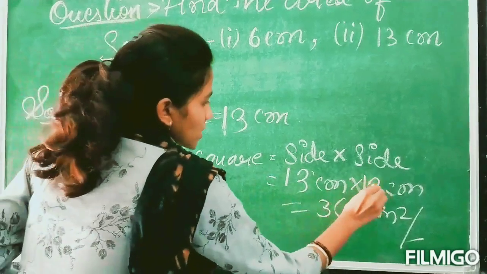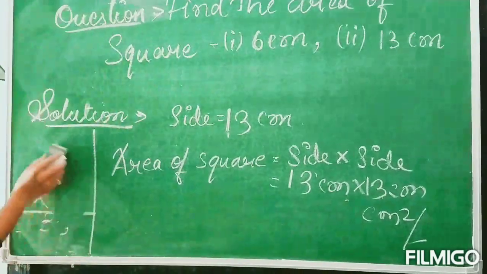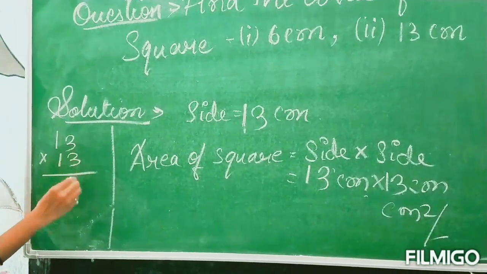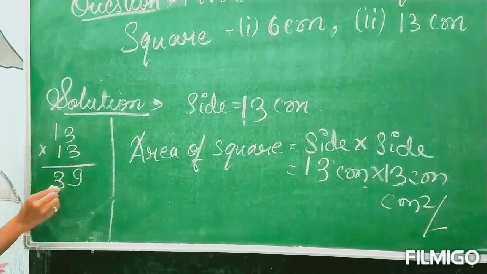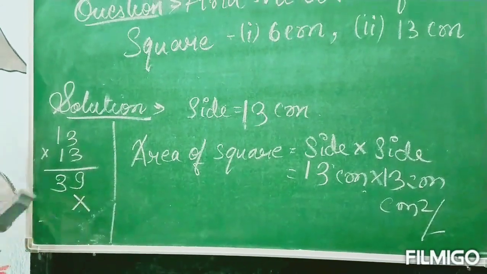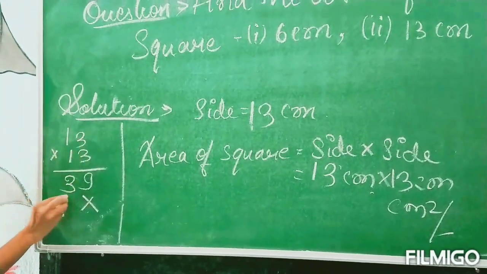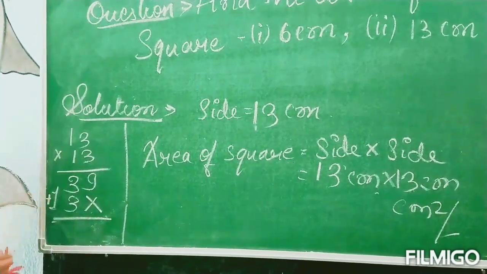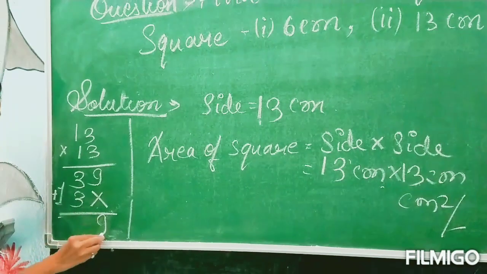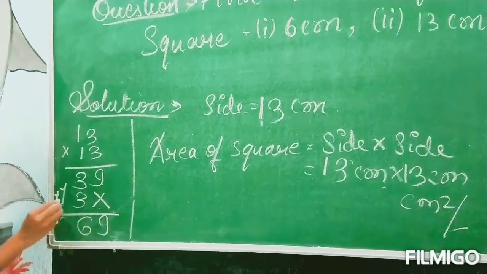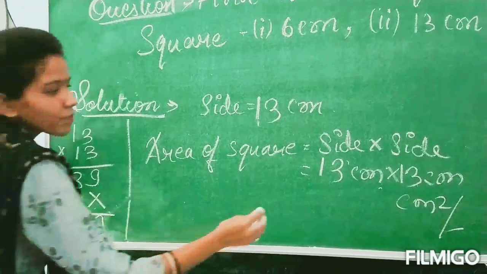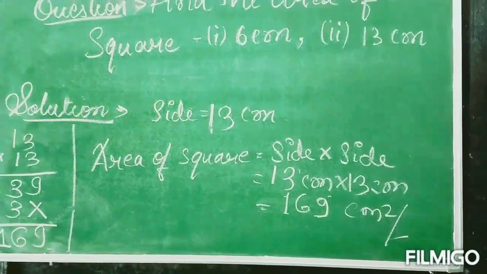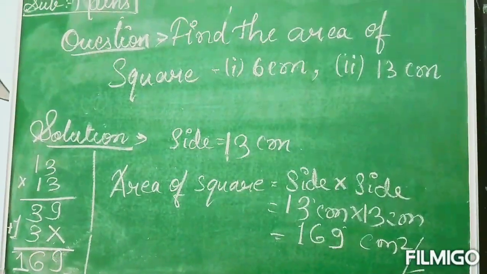13, 13. Answer also different. Multiply the 13 into 13. 3 3 is 9. 3 1 is 3. Then put the multiply on the 9. 3 1 is 3. 1 1 is 1. Then you can take the plus. 9 plus 0 is 9. 3 plus 3 is 6 and 1 remaining. Answer is 169 centimeter square. This was the question of square.